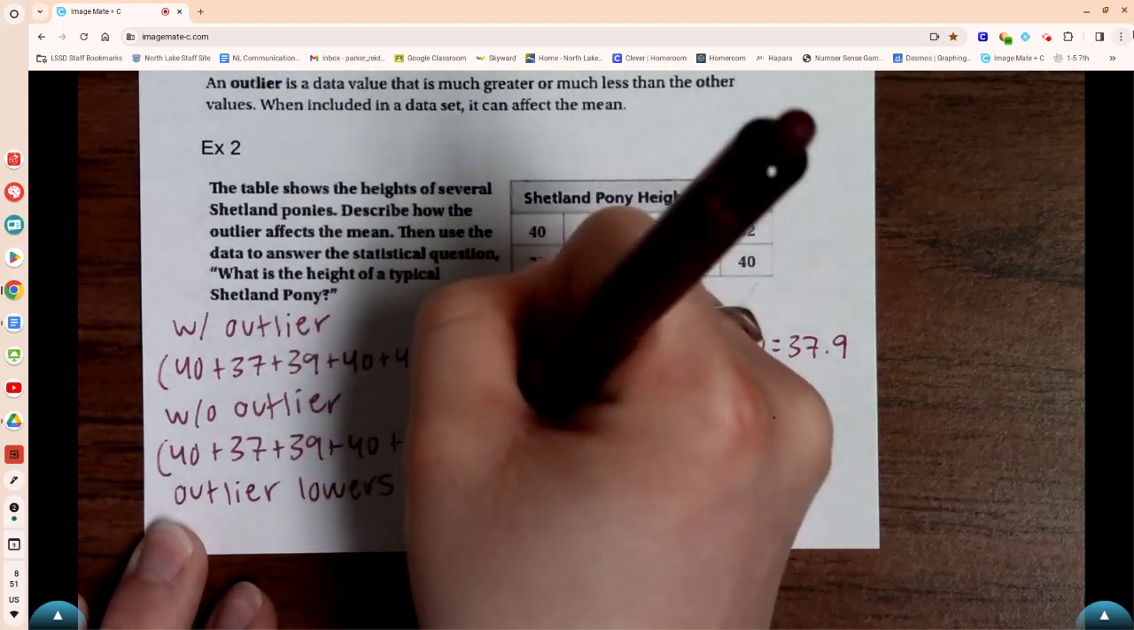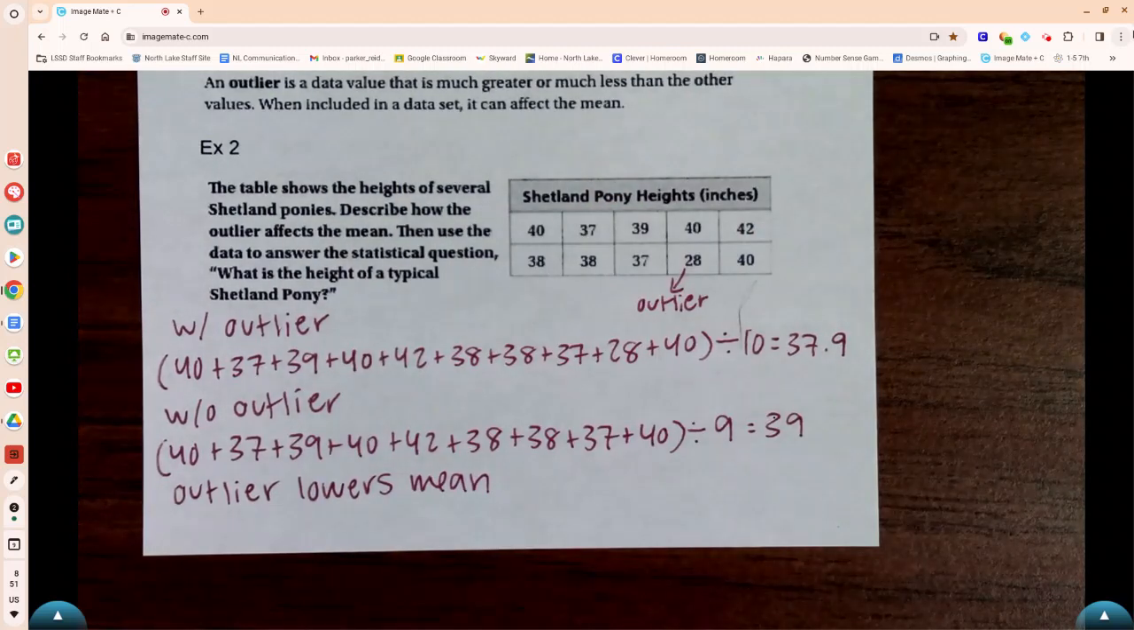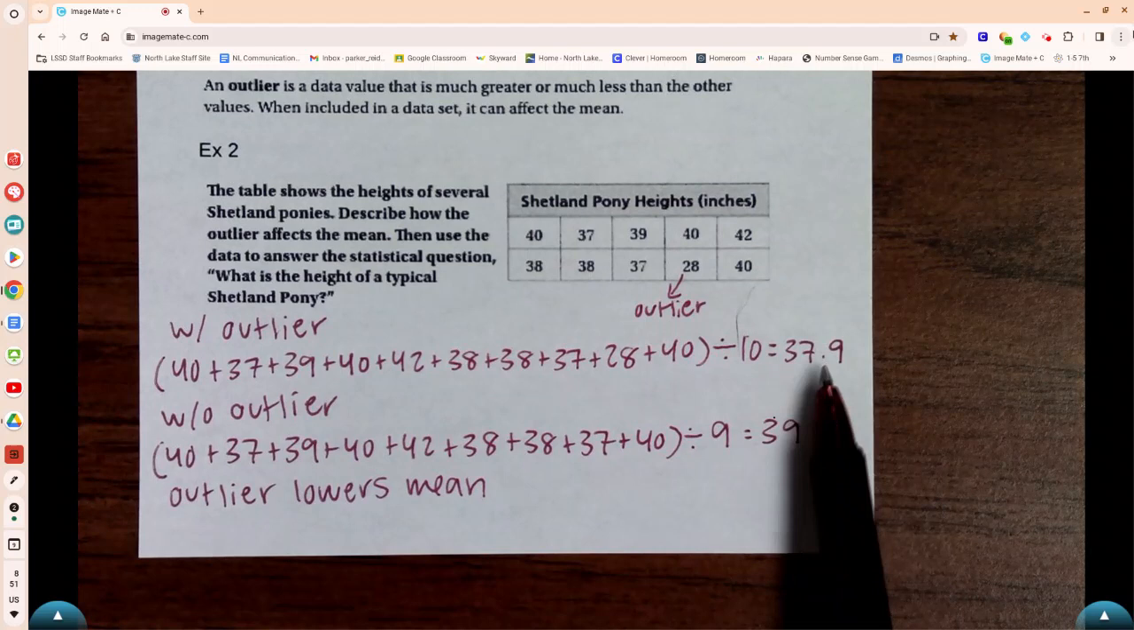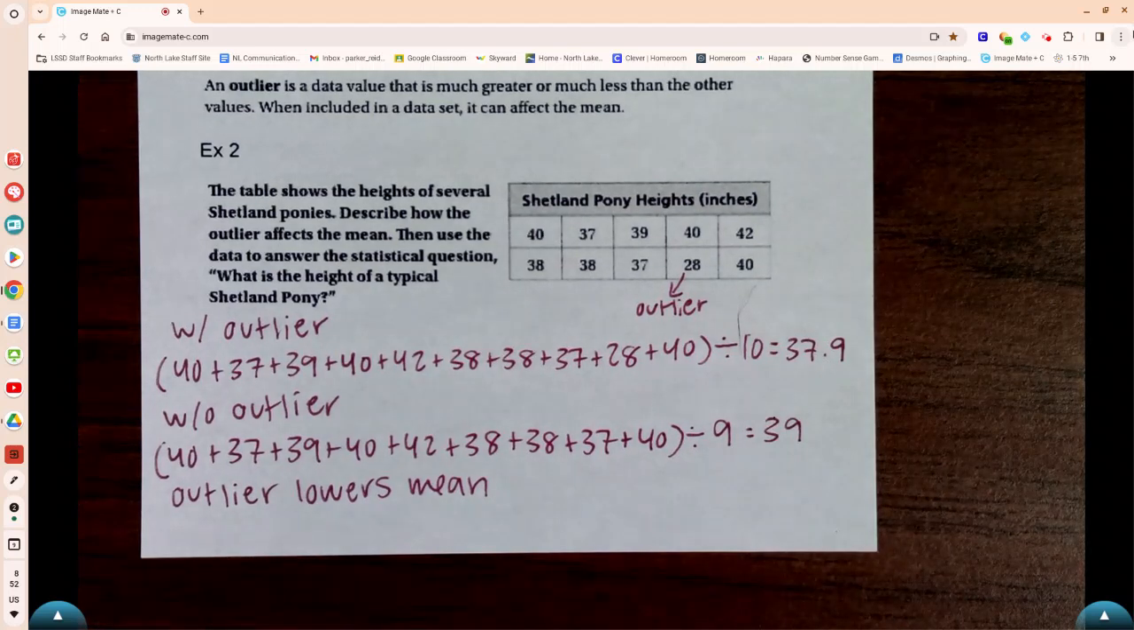One thing I want to caution you on is I've had a lot of students on this question go, oh, it made the mean go up because look, it went up. Yeah, it went up when we took the outlier away. So with the outlier, it was lower than without.